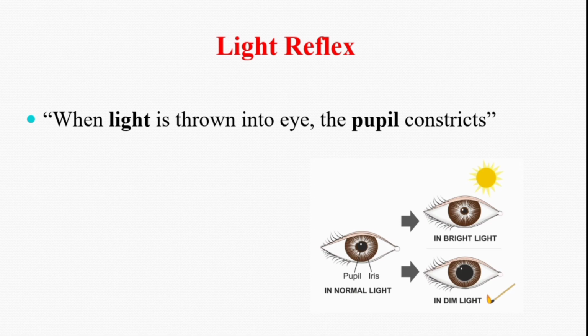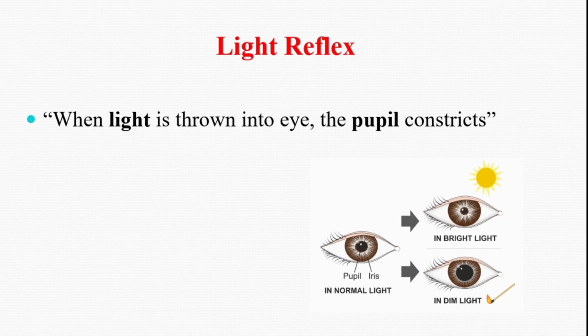When the pupil constricts, the amount of light entering the eye is reduced. As you can see here in this figure, this is our eye in normal light, and you can observe the size of the pupil is normal. But when we go into bright light like sunlight, the pupil immediately responds by constricting. The size of the pupil reduces, so it decreases the amount of light entering the eye. In this way it protects our eye.